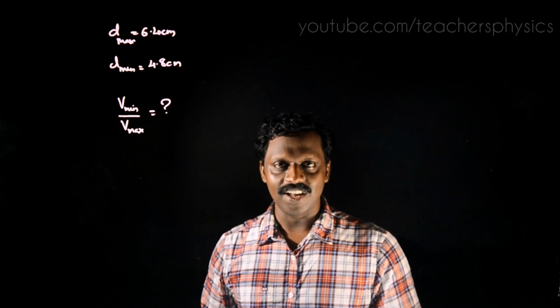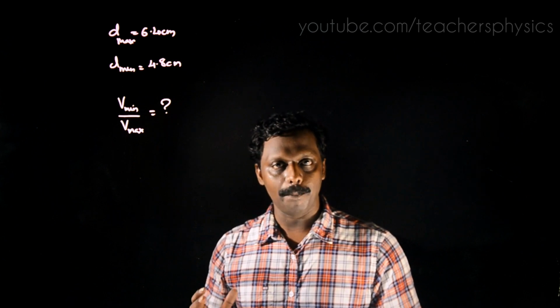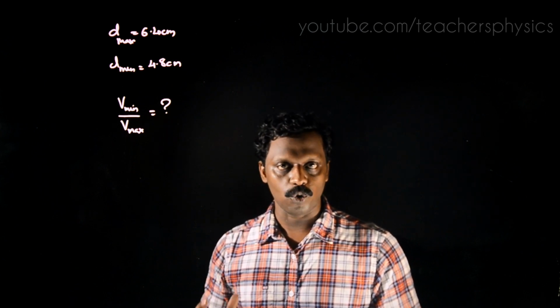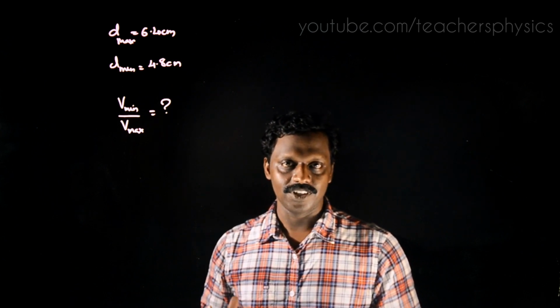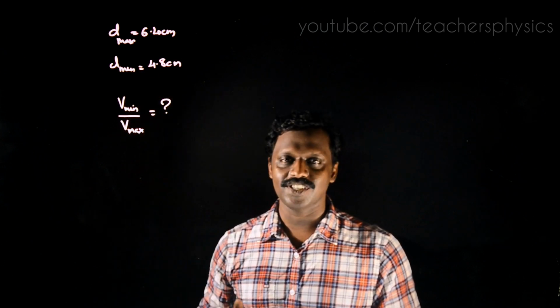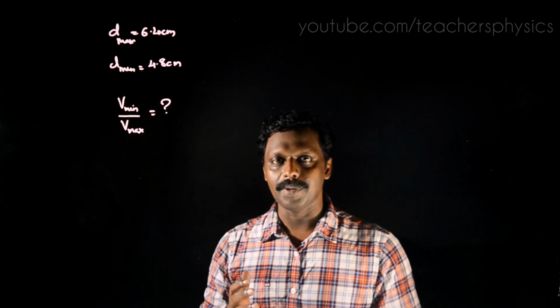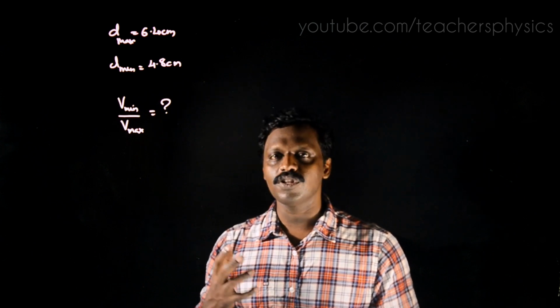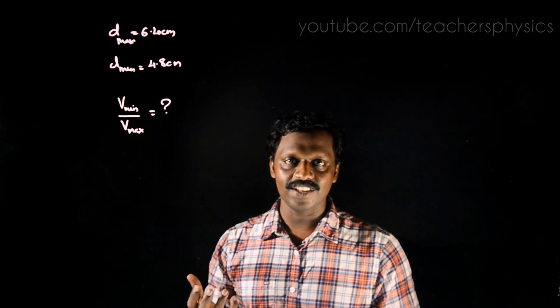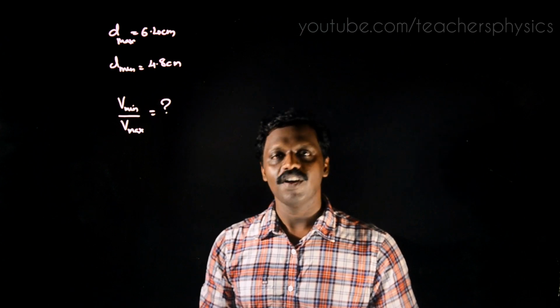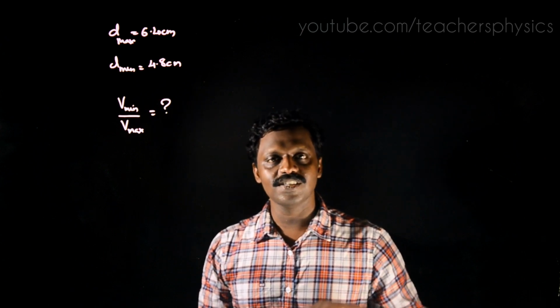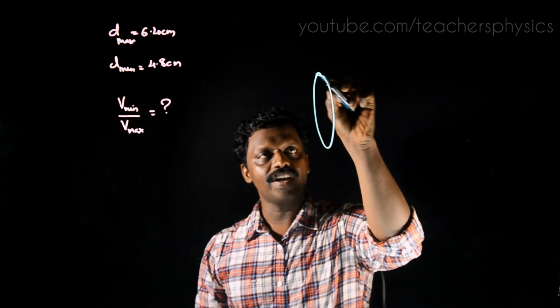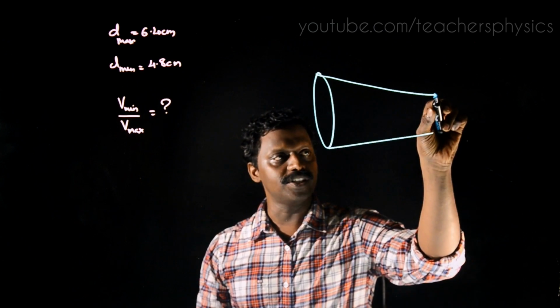In this question, an ideal fluid flows through a pipe of non-uniform cross-section. Here it is given that the maximum diameter is 6.4 centimeter and the minimum diameter is 4.8 centimeter. So for this laminar flow, we have to find the ratio of minimum to maximum velocity. So this is an easy question where we can apply the equation of continuity.